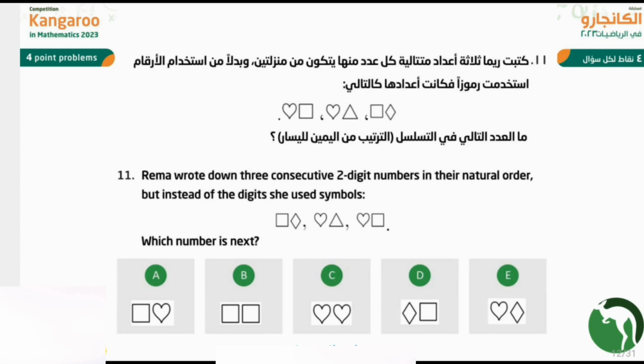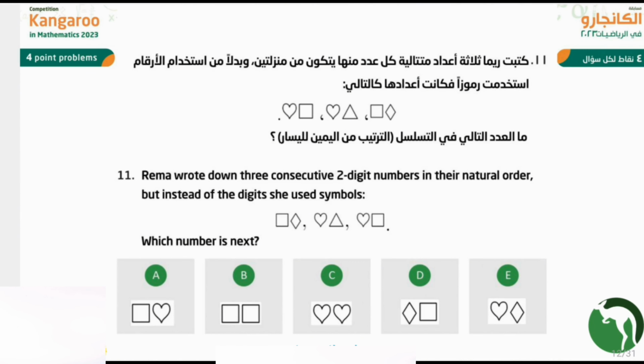Now let's start with the questions that have 4 points. In question number 11, Rima wrote down three consecutive two-digit numbers in their natural order, but instead of the digits, she used symbols. Which number is next?